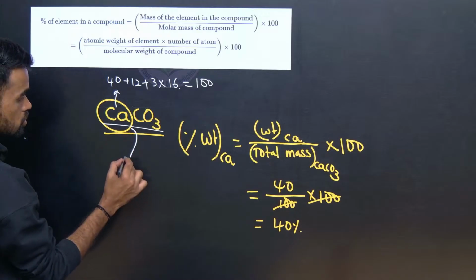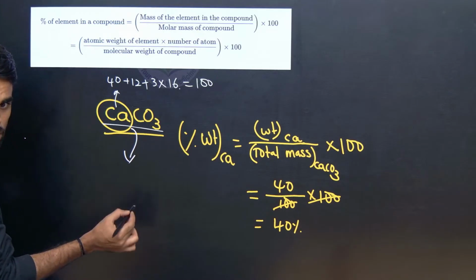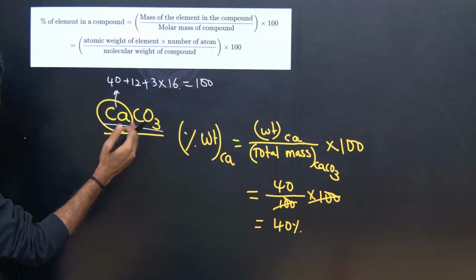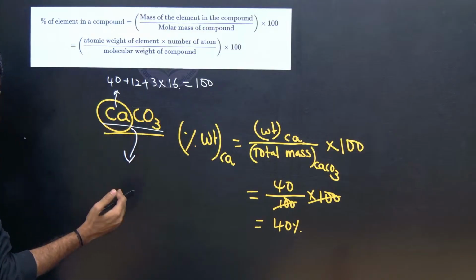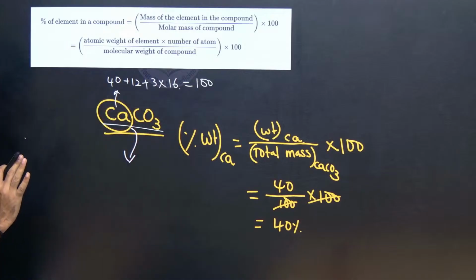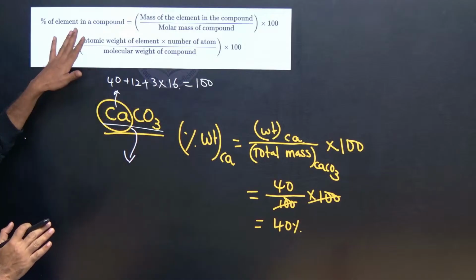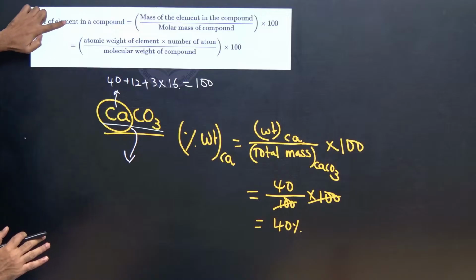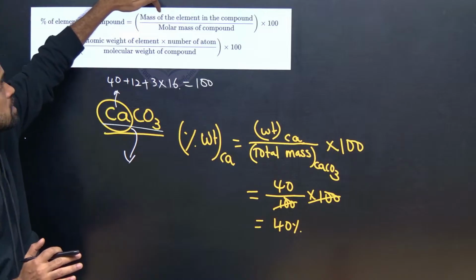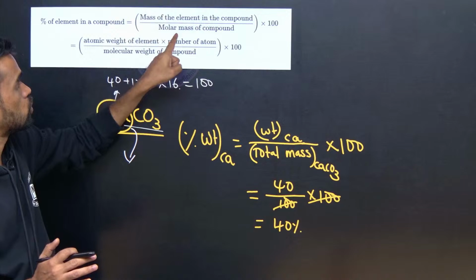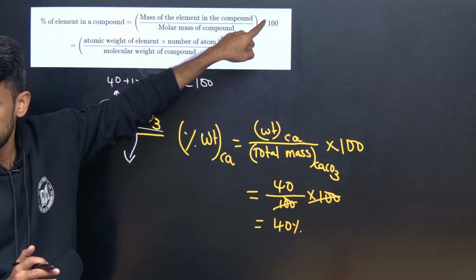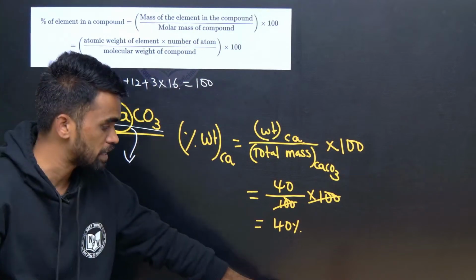Yes. Weight of carbon divided by total weight of compound into 100. So 12 by 100 into 100, that will be 12%. Is that clear? So that is what I am giving here. Percentage of element in a compound equals mass of the element in the compound divided by total mass of the compound into 100. This is how we take percentage composition.